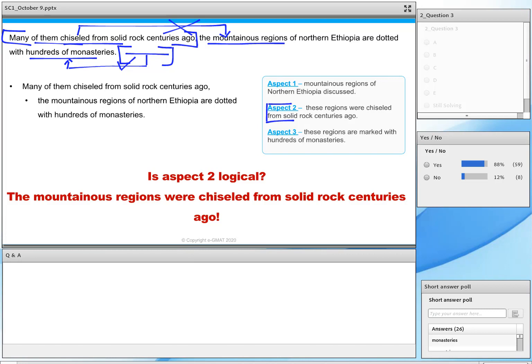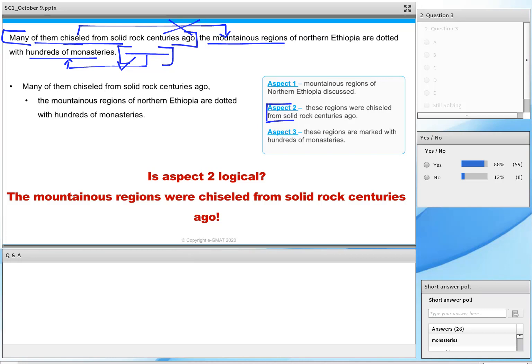Can I do it for every single sentence? Can I preempt what my original sentence should look like? No, not for every sentence, but at least with this sentence, I knew that the correct answer choice should have this kind of construction.